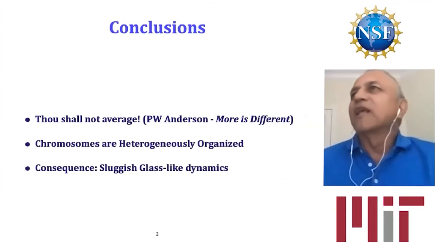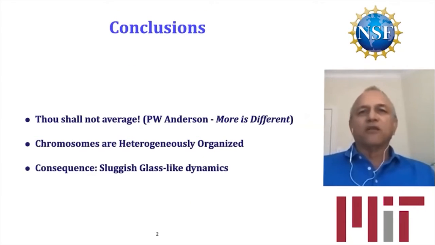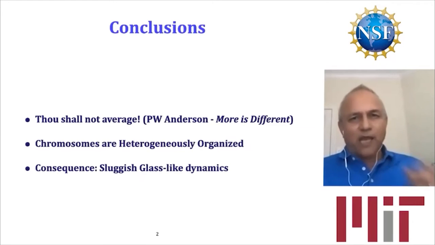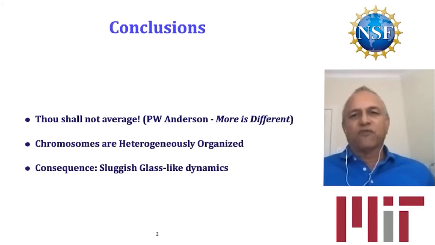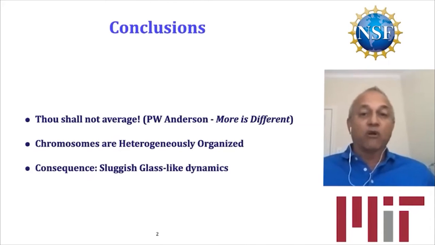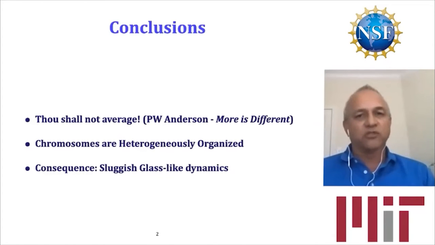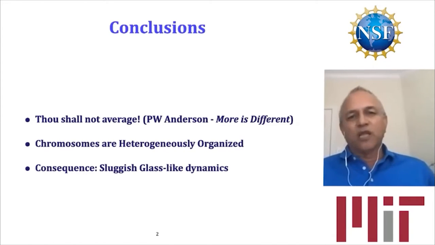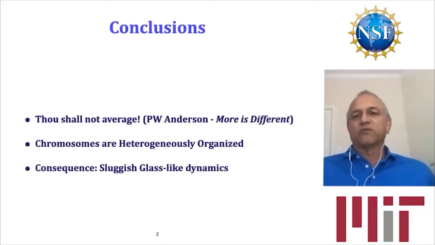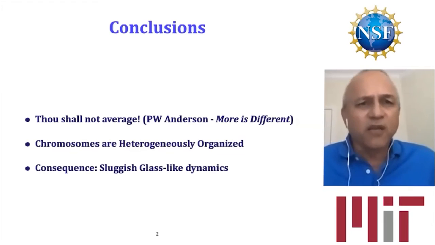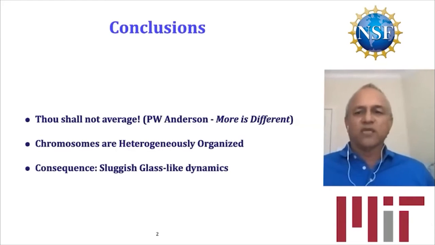Just because I'm unlikely to get to the end, let me tell you the highlights of the presentation. And it is that one shouldn't average. Average obscures a bunch of interesting and important heterogeneous organization, which in fact could have biological implications. The two lessons that I want to show you are chromosomes are heterogeneously organized, and as a consequence, the dynamics associated with that is sluggish and very reminiscent of what one sees in glasses.